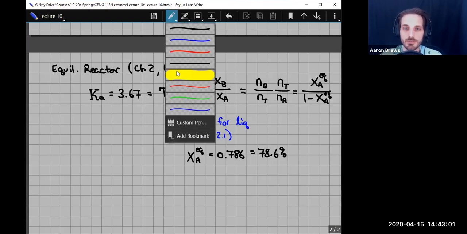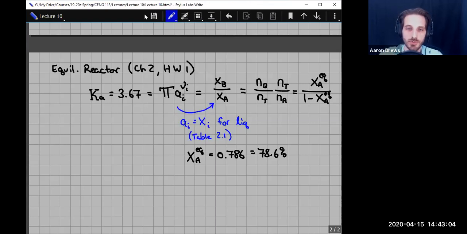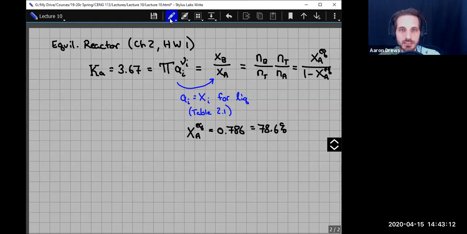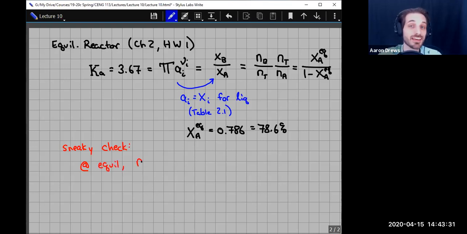How can I check that? Well, I could go into MATLAB, I guess, and do it that way. But because we're dealing with a real reactor here, we have a sneaky way of checking that. Let's actually change this to a different color so that you remember that it's sneaky. Sneaky check. If we are at equilibrium, then the net rate is equal to 0. So the net rate of A is equal to 0.